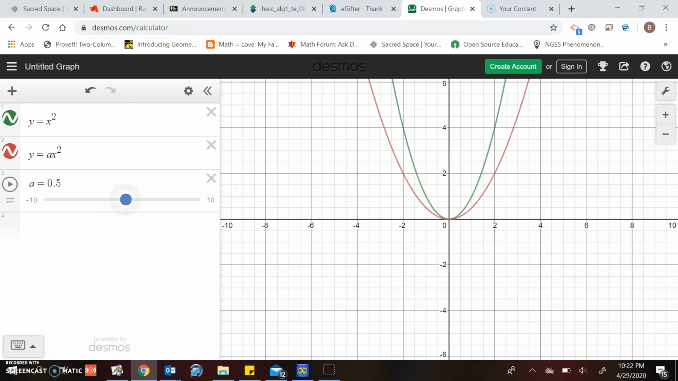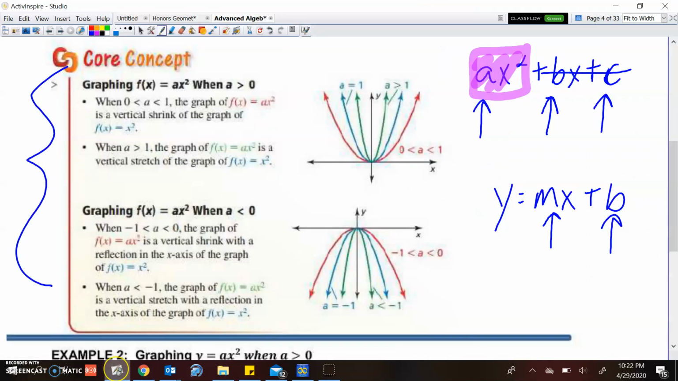So this is a lot to take in. I keep saying that, but it is. So we're just going to piece by piece graph it. Now they have all of that kind of labeled out here. It says when a is greater than 0, that just means when we have a positive number. So when it's decimal, when it's between here, we saw that that's when it got kind of wider out, and that's called a vertical shrink.